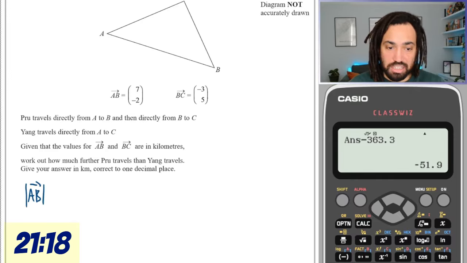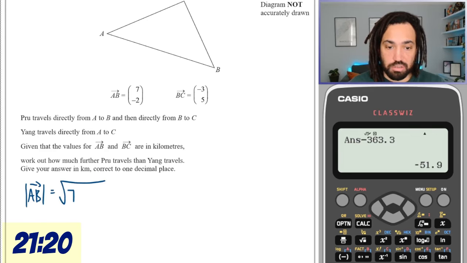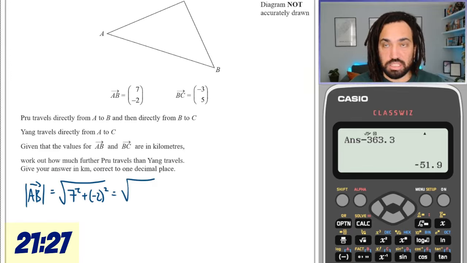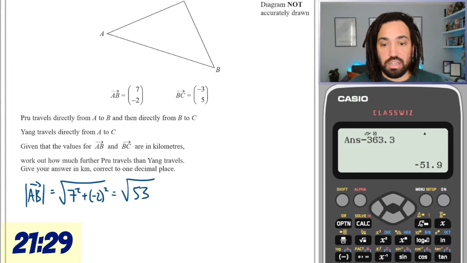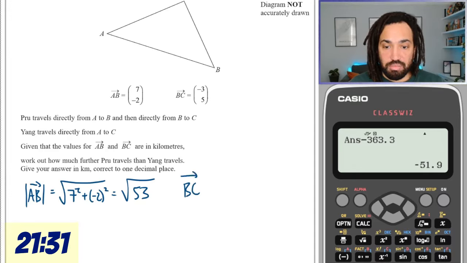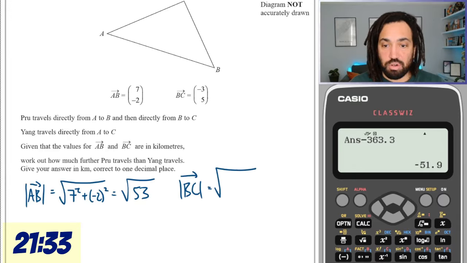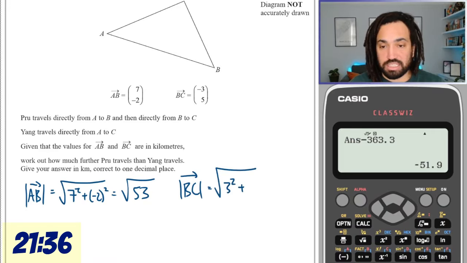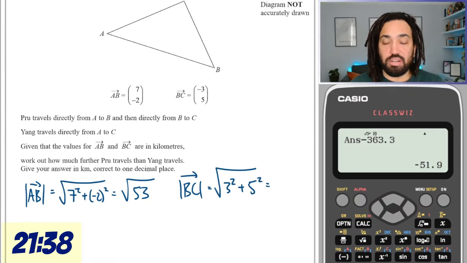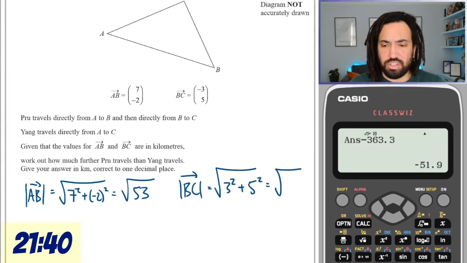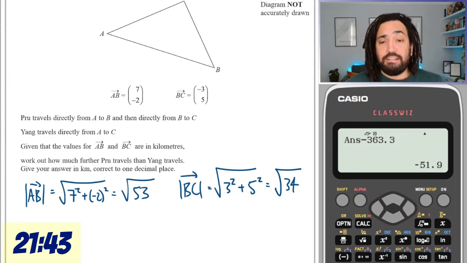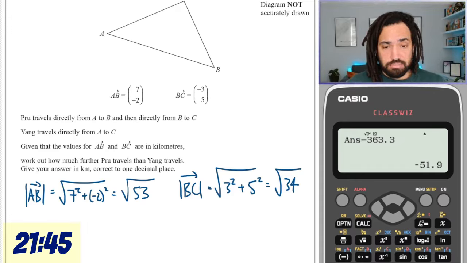The distance from A to B is equal to the square root of the components squared added together. So that is the square root of 49 plus 4, which is 53. BC will be the square root of 3 squared. It doesn't matter if it's negative because you're squaring it anyway. So 9 plus 25 is 34. Okay, so that's what one person does.